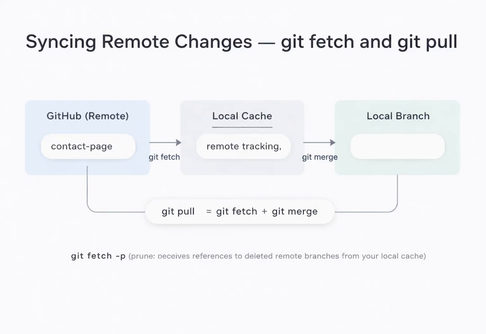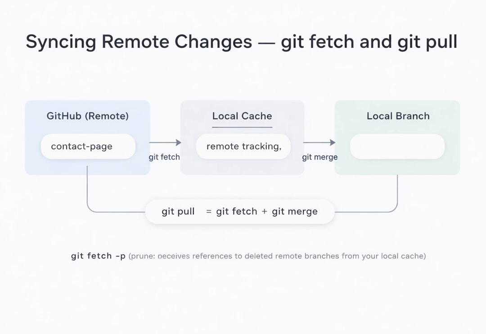Sometimes you will notice that deleted remote branches still appear in your local branch list. This happens because your local Git keeps a cached reference to remote branches. To clean this up, you can run git fetch -p. The -p flag stands for prune, which removes any local references to branches that no longer exist on the remote.